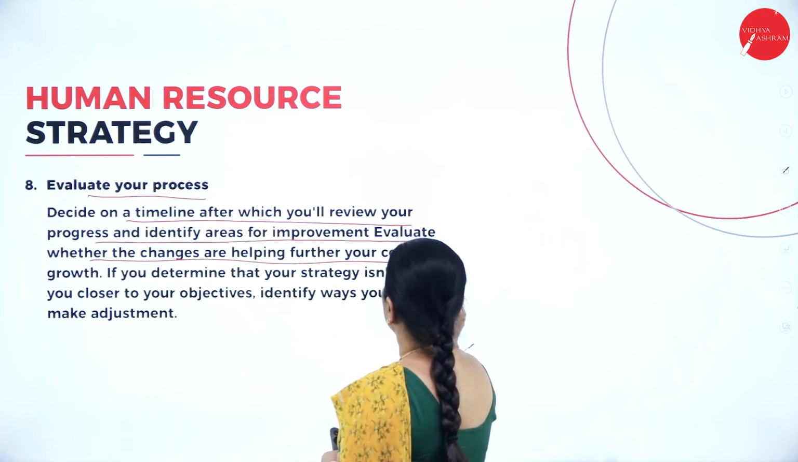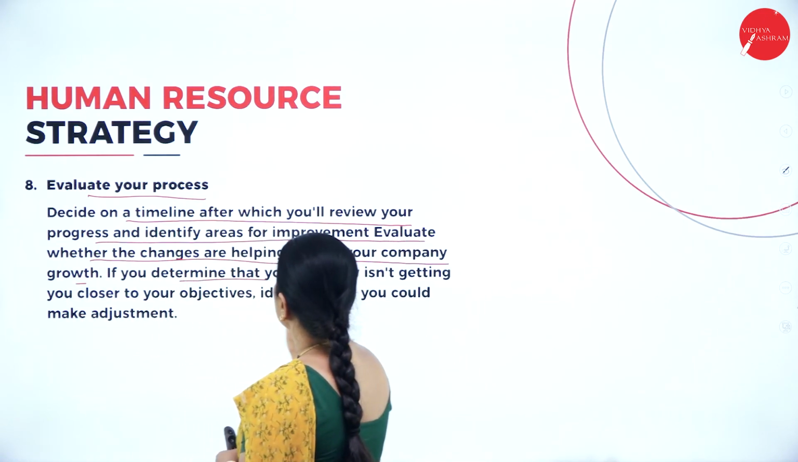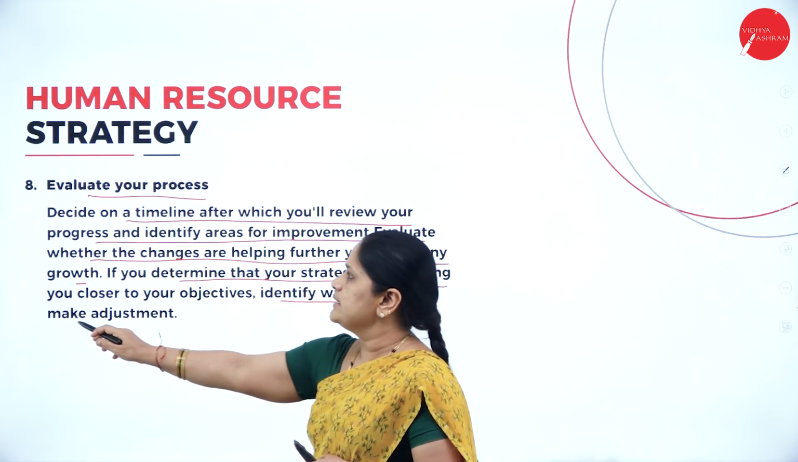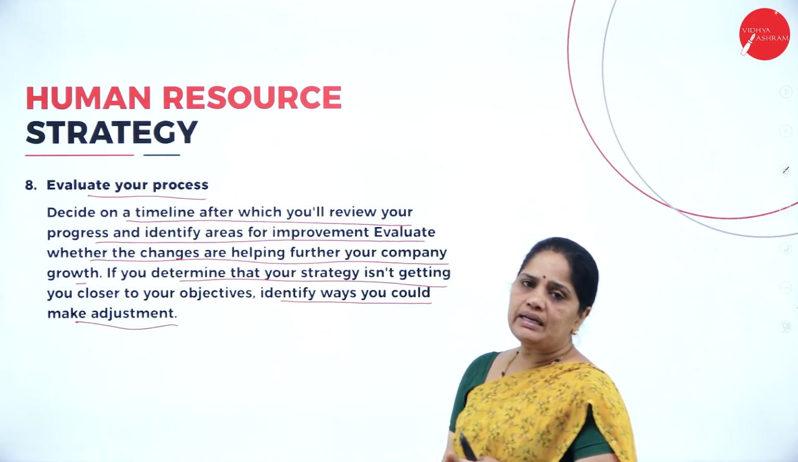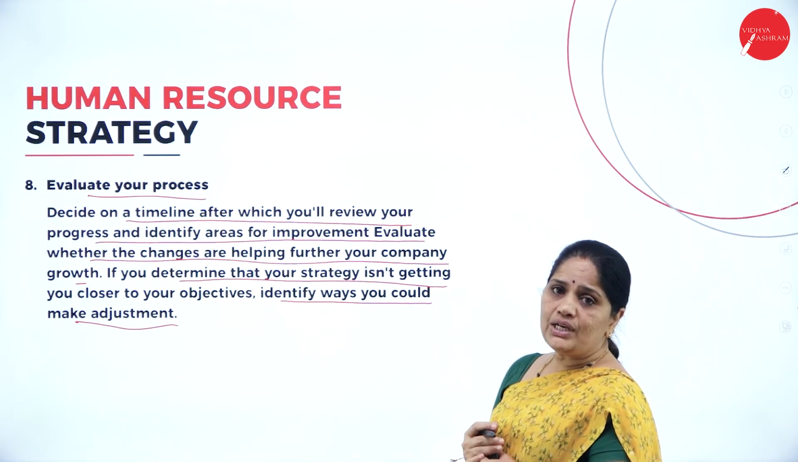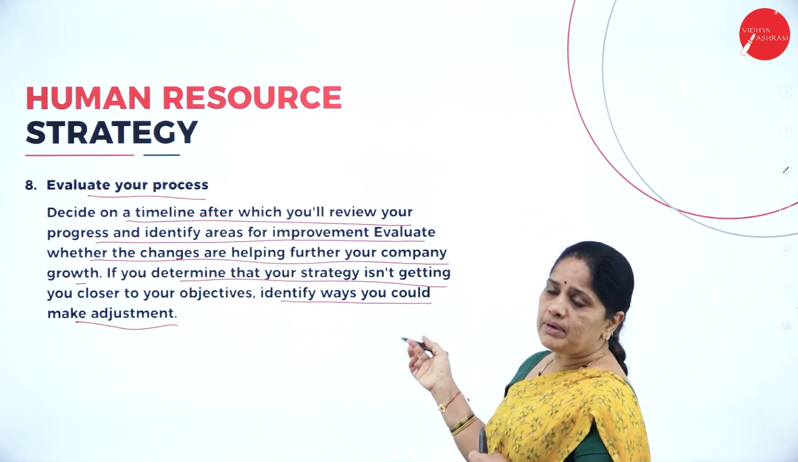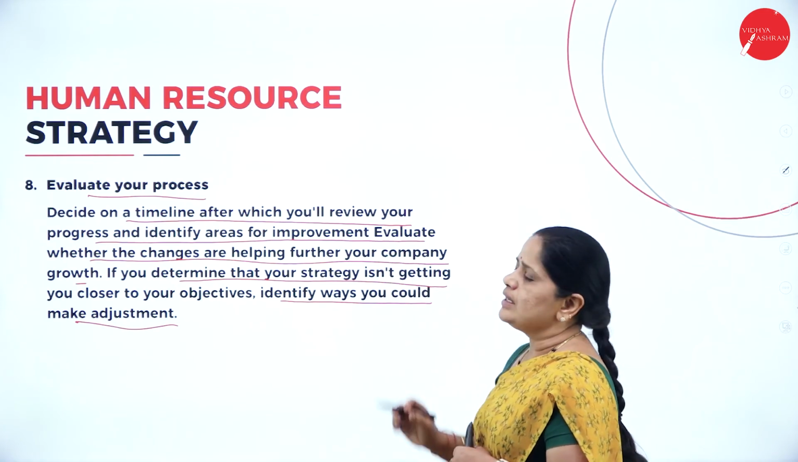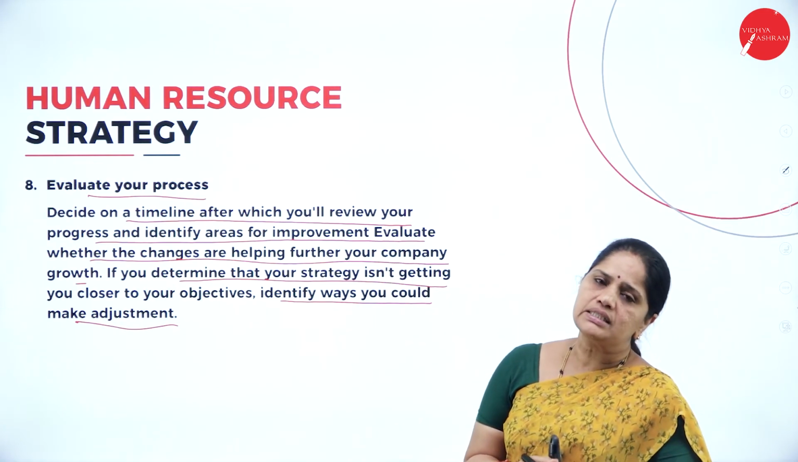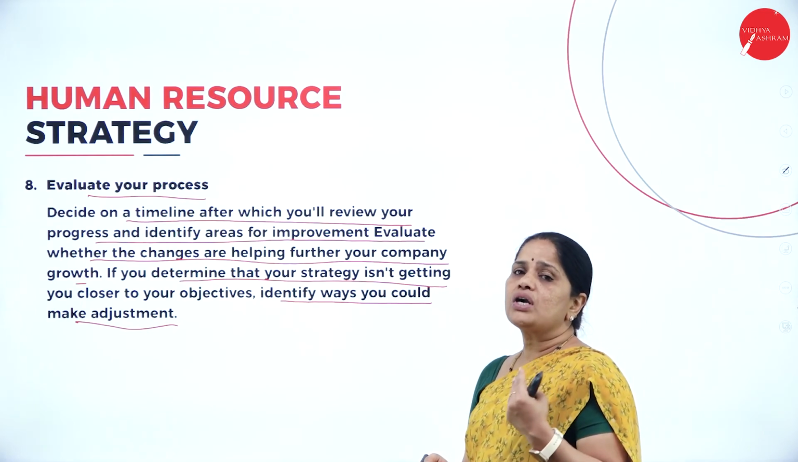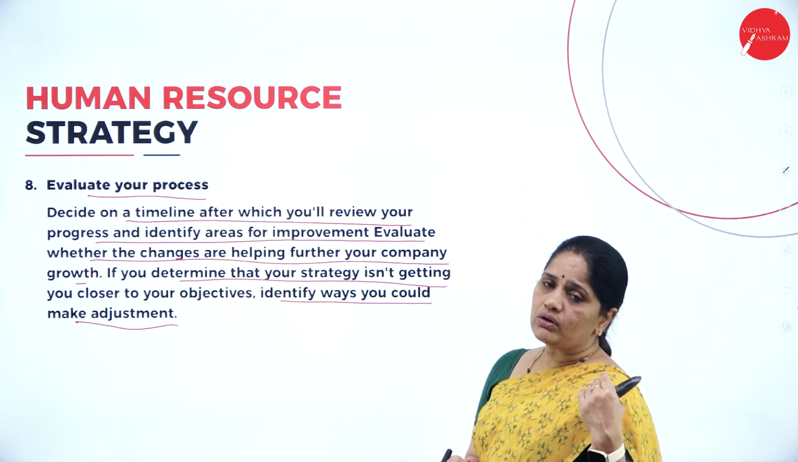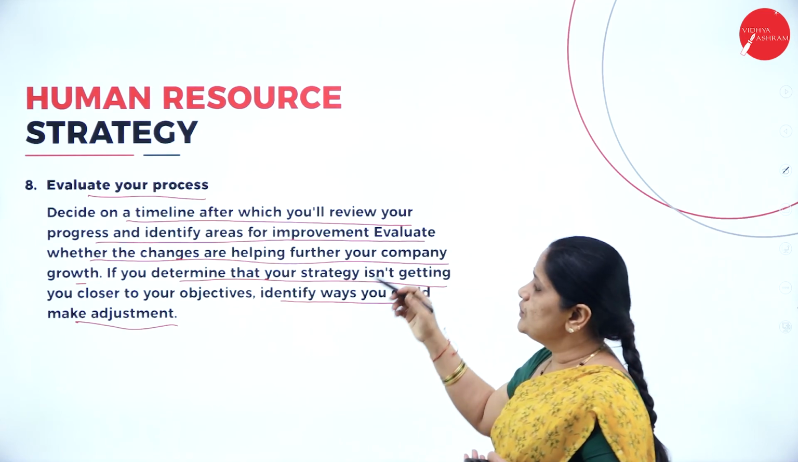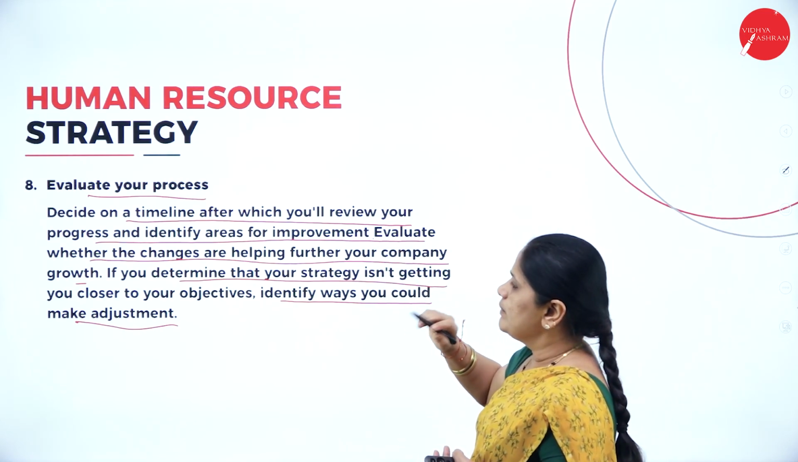Evaluate whether changes are helping further your company's growth. If you determine that your strategy isn't getting you closer to your objectives, identify ways you could make the adjustment. So after implementing the strategy, the last step is evaluate your process. Once we start implementing the strategy, it is time for us to look back on what we have already done and evaluate the process. Decide on a timeline after which you will review your progress and identify areas for improvement.